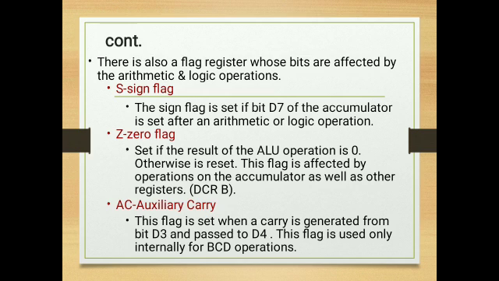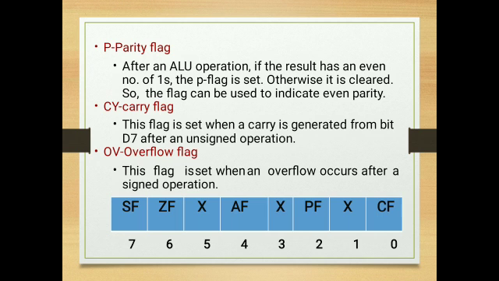Auxiliary carry flag. This flag is set to 1 when a carry is generated from bit D3 and passed to bit D4. This flag is used only internally for BCD operations. Means in an arithmetic operation, if a carry is generated from bit D3 and passed to bit D4, the flag will be set to 1, otherwise it will be reset or 0.